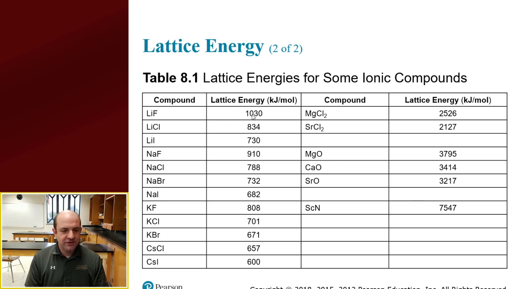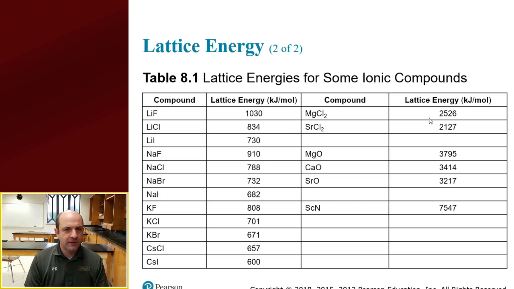All right, and here are some examples. So we can see for lithium, as we go from fluoride to iodide, it drops. For sodium, from fluoride to iodide, it drops. I'm not sure why they skipped to lithium bromide. It's dropping as we go down from fluoride to chloride to bromide. It's always dropping. But then, hey, look at these where it's +2 ions. With magnesium chloride and strontium chloride, over 2,000 compared to sodium chloride, 788, lithium chloride, 834.